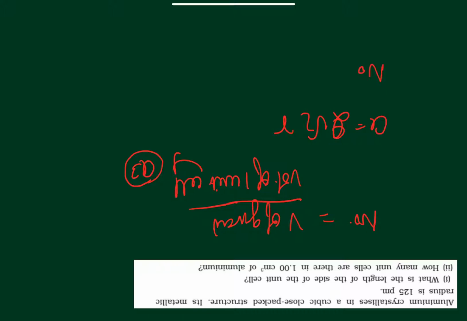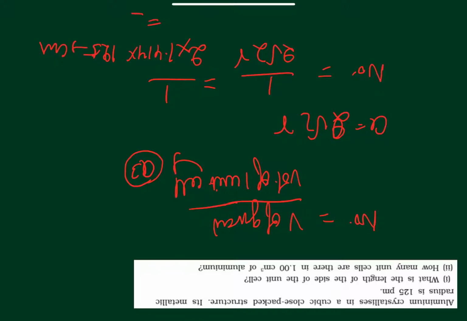So what you can do is the number of unit cells will be 1 centimeter cube divided by your 2 root 2 R cubed. That means 1 by 2 into 1.414 into R, that is 125. Okay, convert it into centimeter and you will get the number of unit cells. So the main thing is the number of anything is the given volume upon the volume of one unit cell, from which we can get the number of unit cells.